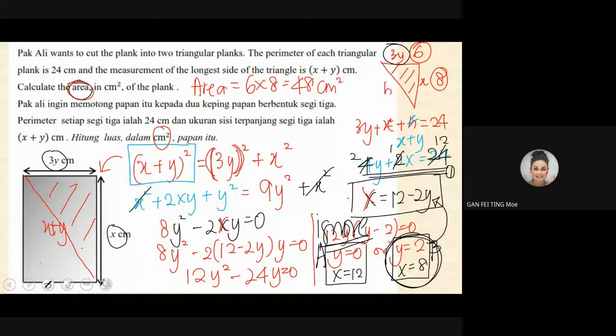centimeter squared. Okay, teacher, can we straight away ignore y equals 0? Can, no problem. But when y equals 0, then you just ignore, right? I purposely continued because I want to ask a question. So every time before you ignore the value that you get, please make sure that you already substitute into the earlier information that it doesn't make sense, and then you ignore it.